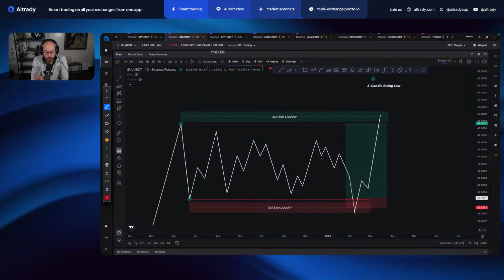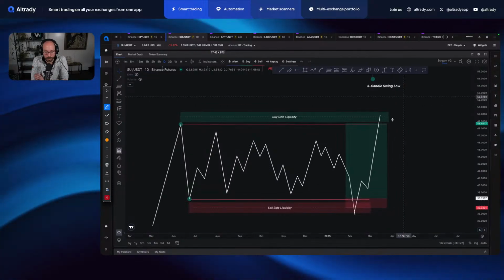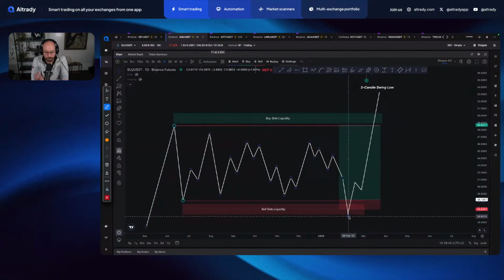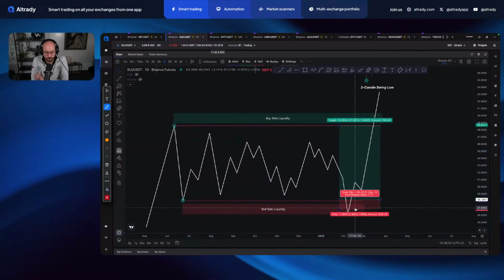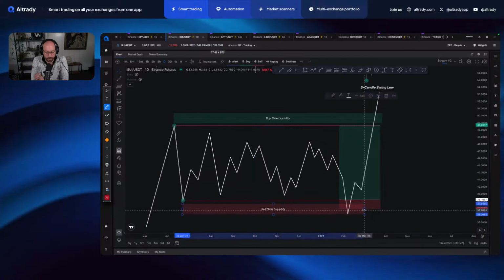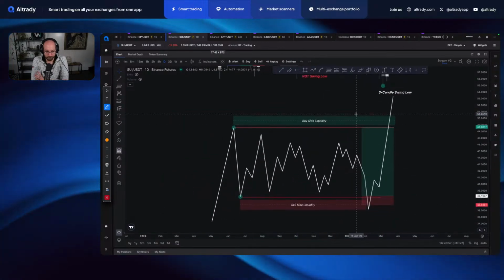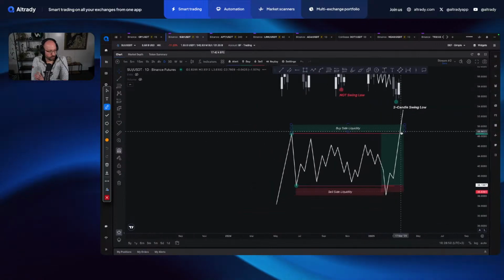And then it forms a new swing low. Now, this is actually not a swing low at this point. This would be just a liquidity sweep. Okay. But yeah, we'll get to examples soon. You can actually already start doing that if you want.